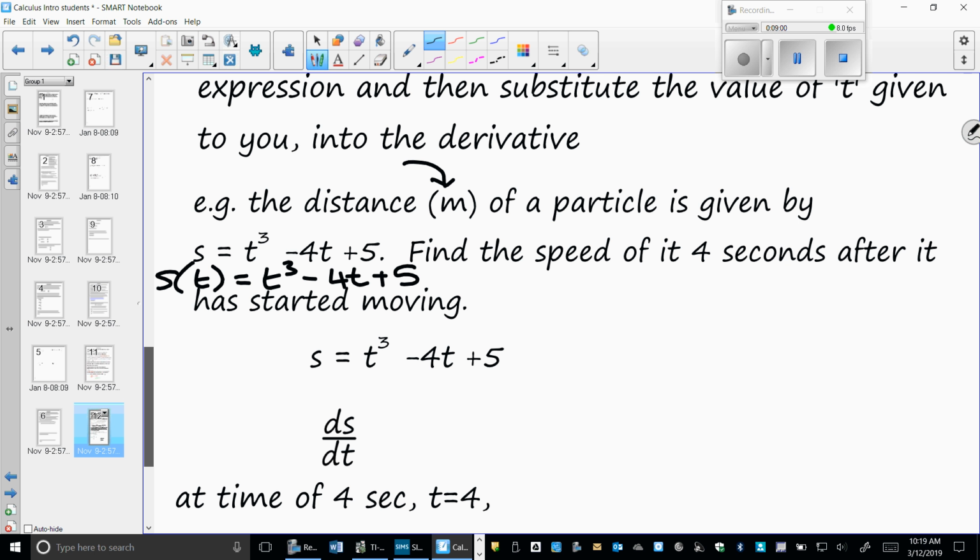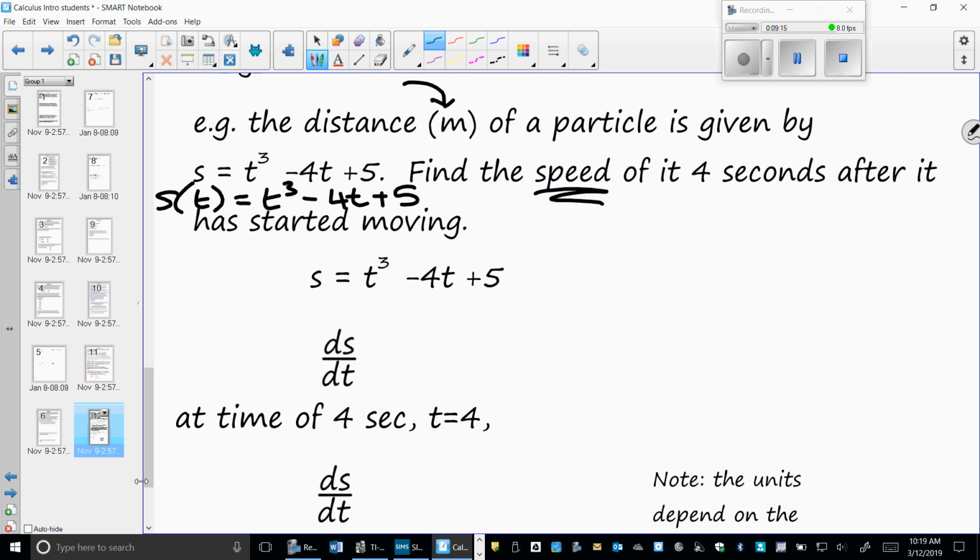All right. So we know that s is equal to this, but they've asked us to talk about the speed of the object. Because they talked about the speed, it means we now need to differentiate this expression. So Emma, how would I differentiate this expression? 3t squared minus 4, and then 0. So we're all happy with that? 3t squared minus 4?